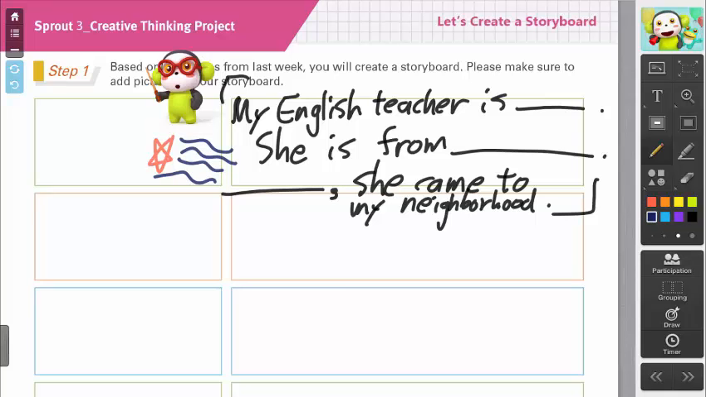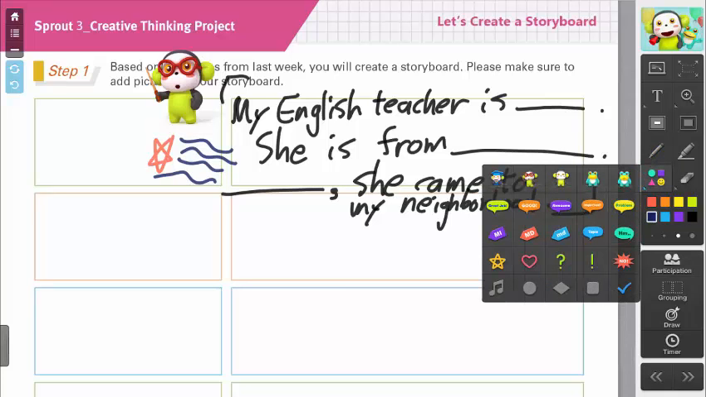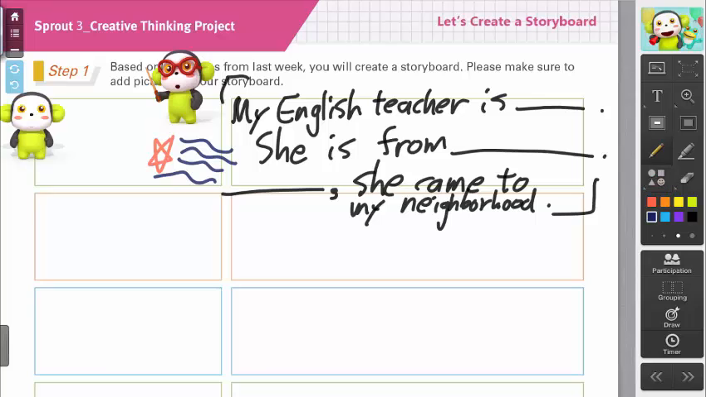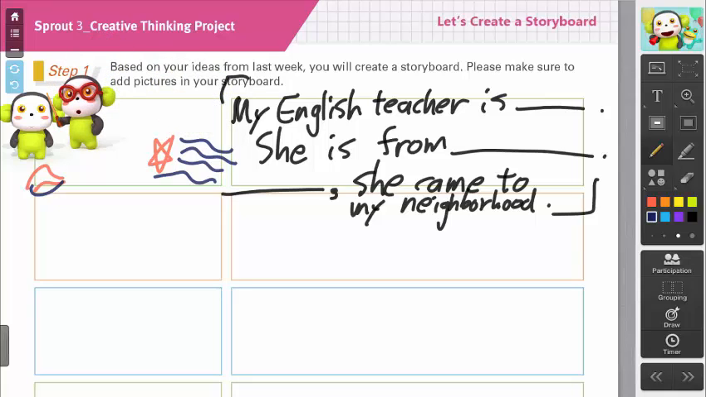And so let's see. We also need you, right? You're in this story. So let's draw you, and you live in Korea. So let's draw Korea. All right. Okay, so my English teacher, she is from America, and last week she came to my neighborhood. So I want you to draw the matching picture on the left-hand side here.